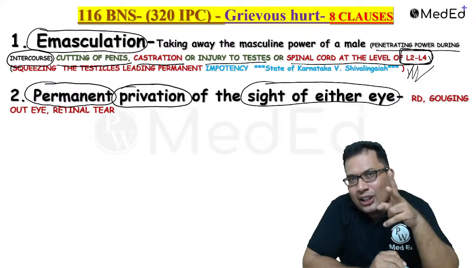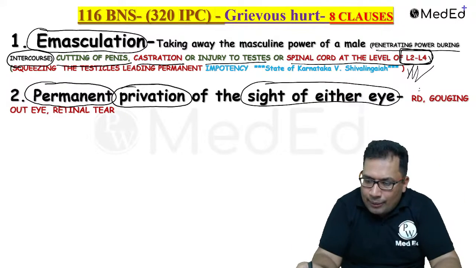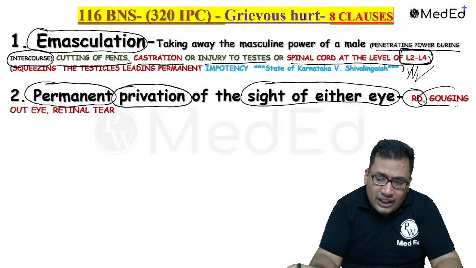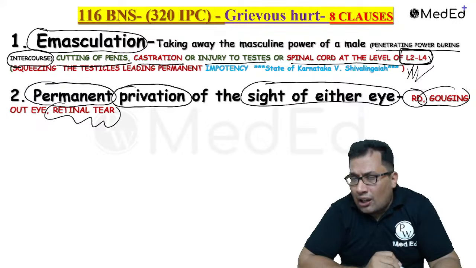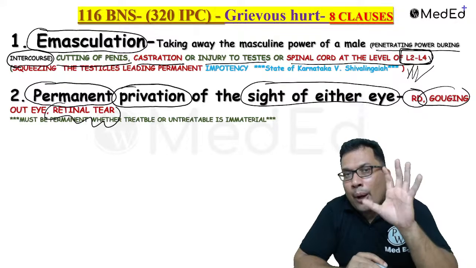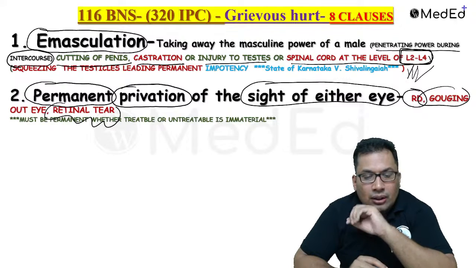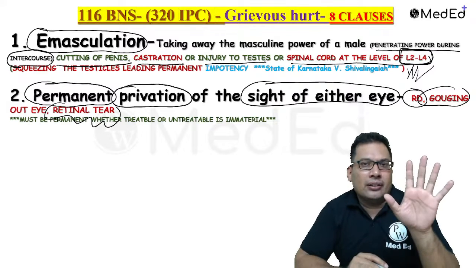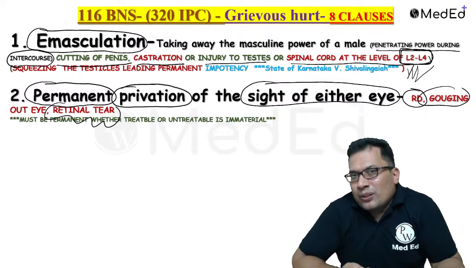Remember, second clause related to the eye. What are the examples? For example, corneal scar, or it can be retinal detachment because of the trauma, gouging out of eye, retinal tear. All this comes under clause 2. Again, the important point here, it must be permanent. Is it temporary? No. Must be permanent. But remember, whether treatable or untreatable, that is immaterial. What is important here? It should be permanent during the natural course of the disease.